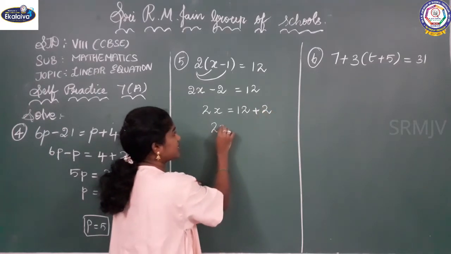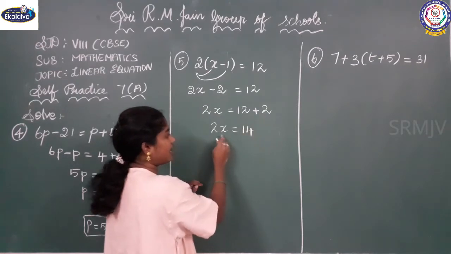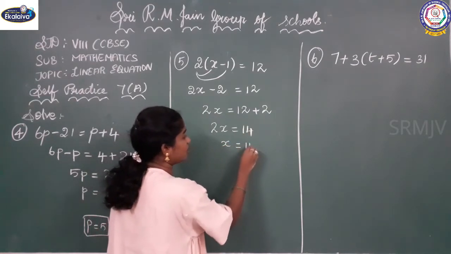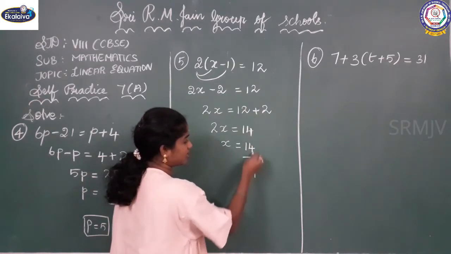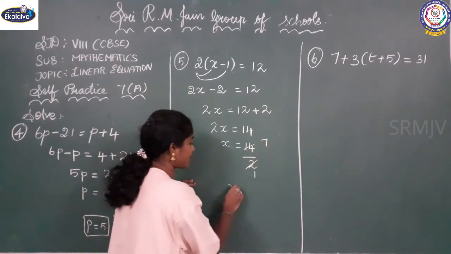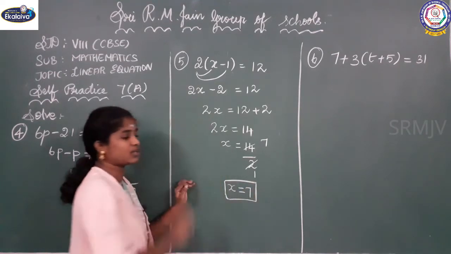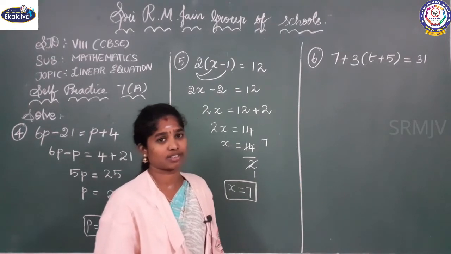So 2x is equal to 12 plus 2, 14. And we need to find the value of the variable x. So x is equal to 14 by 2. So 2 ones are 2, 2 sevens are 14. So what is the value of x now? 7. So x is equal to 7. Do you understand? Yes. Shall we move to the next one, children?